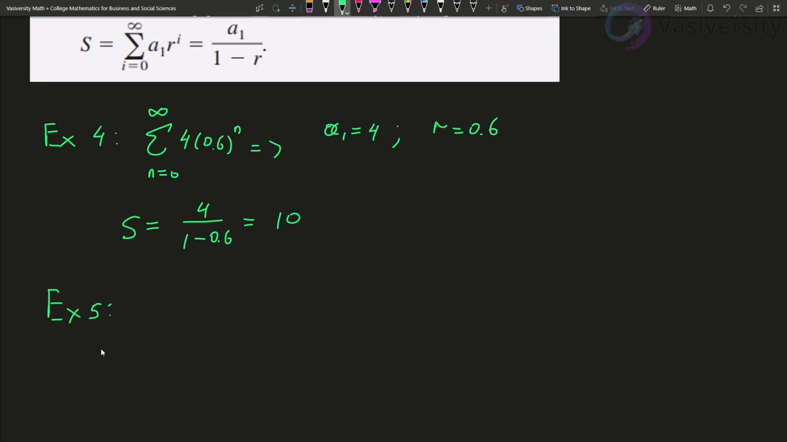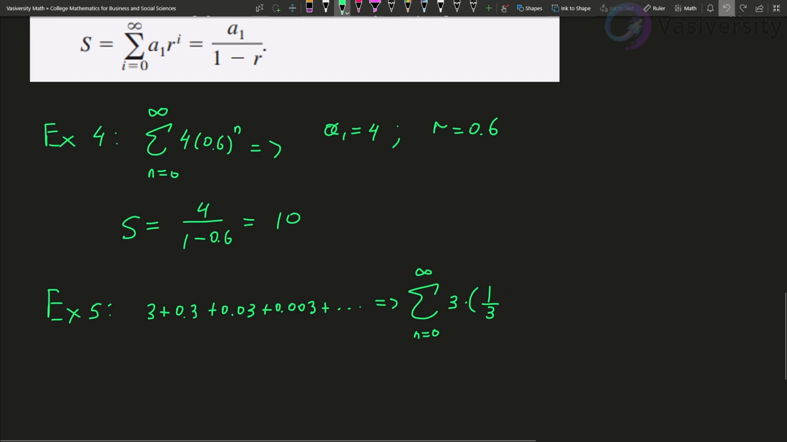So example 5, if we have a sequence or series like this, 3 plus 0.3 plus 0.03 plus 0.003 plus, to infinity, right? Remember what it was. That actually was a sum, right? So from n equal to 0 to infinity of 3 times 1 over 10 to the power of n.